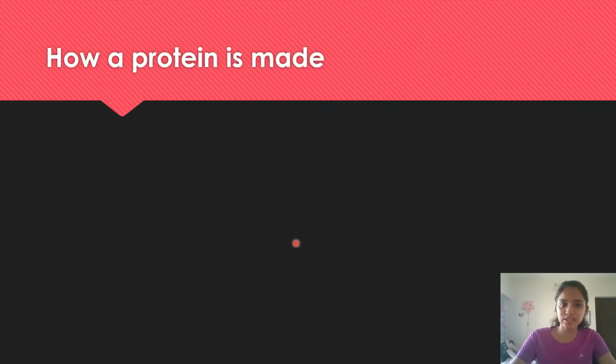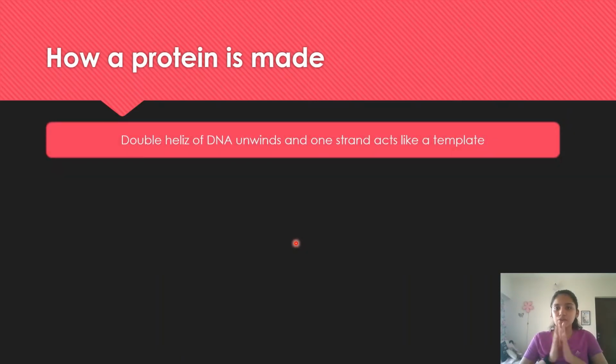Now, how a protein is made. This is called transcription, and this process is very important. You know the structure of DNA is a double helix. So it's somewhat like this.